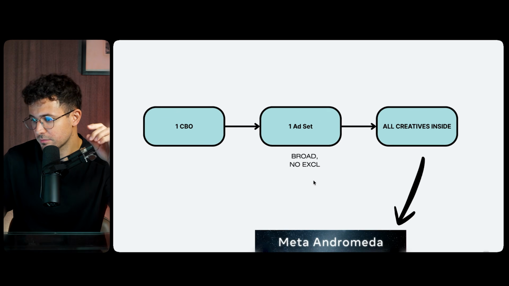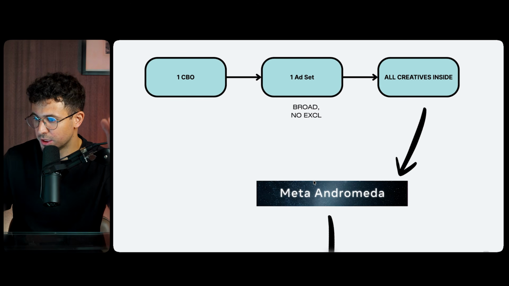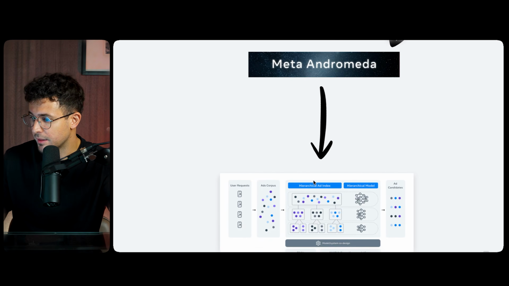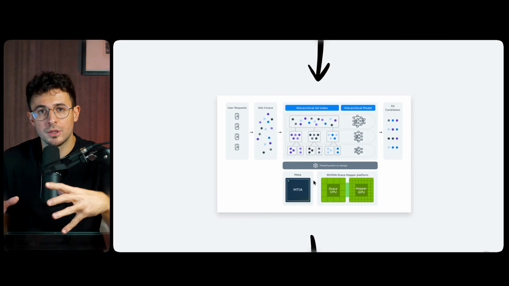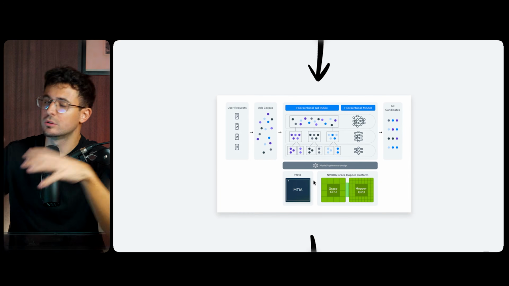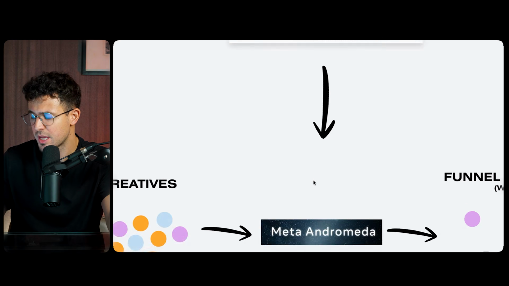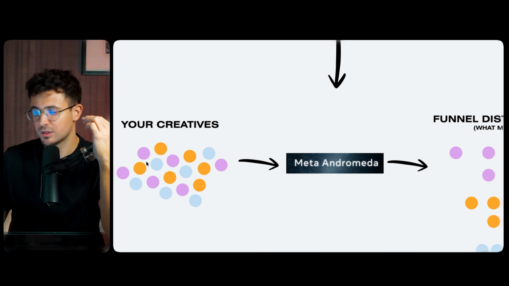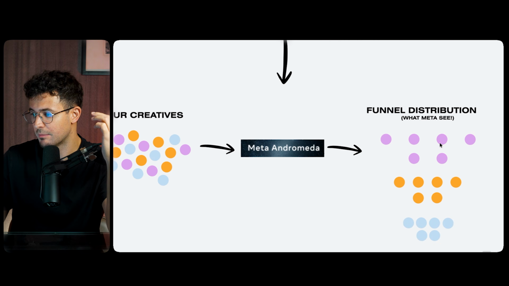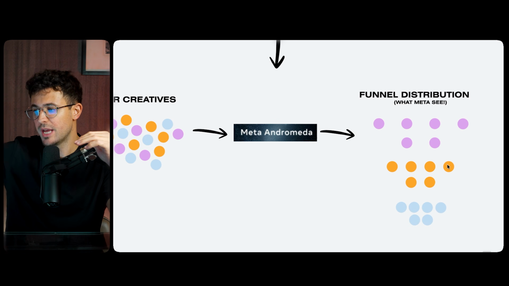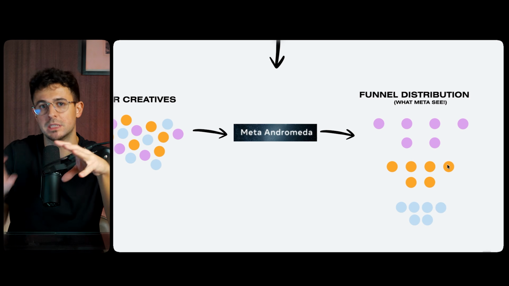Just check that. Anyways, going back to the strategy, this is the best account structure that is working so far for us, for our clients. Meta Andromeda right now organizes all the content into different buckets and then shows the content to different people based on different messages, based on different user awareness stages. And so this is where it's basically going to happen. You put all the creatives inside one single ad set, and Meta is going to reorganize them into a funnel distribution for different user awareness stages and show the ads to the relevant people for the specific ads.